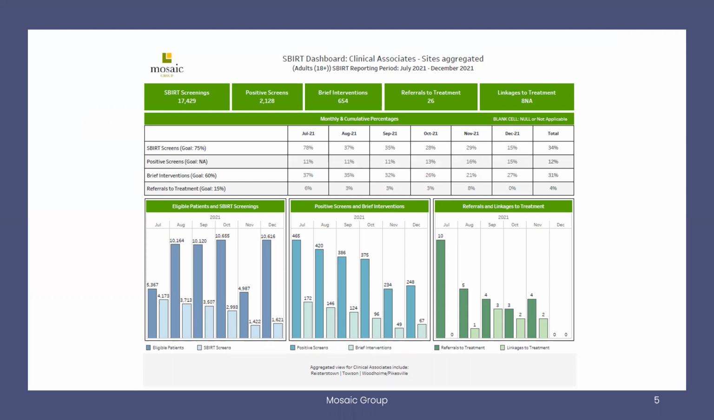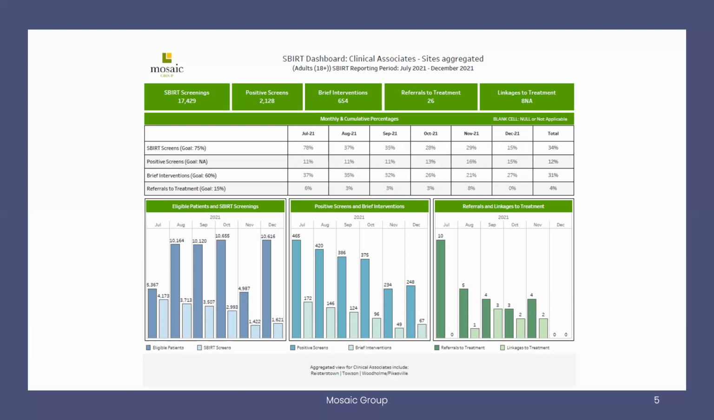The brief interventions, so those conversations that providers are responsible for having with patients that demonstrate some type of moderate to high risk substance use behavior, should be at about 60%. We can see here that they're falling below that, and providers similarly have education and support to improve those numbers.